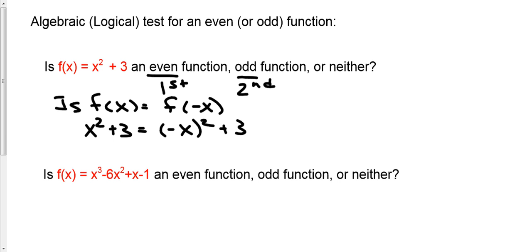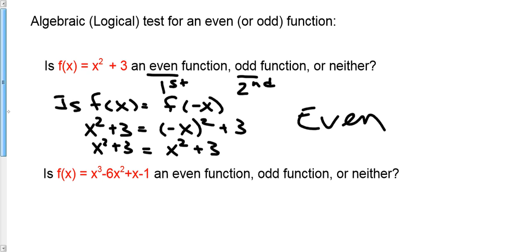Yes? Okay. So then, this becomes, go ahead, Ben. Positive what? Positive x squared, right. Again, we're being precise, right? Positive x squared plus 3. And positive x squared plus 3 over here. X squared plus 3 equals x squared plus 3 every time, right? So I'm done, right? This is even.